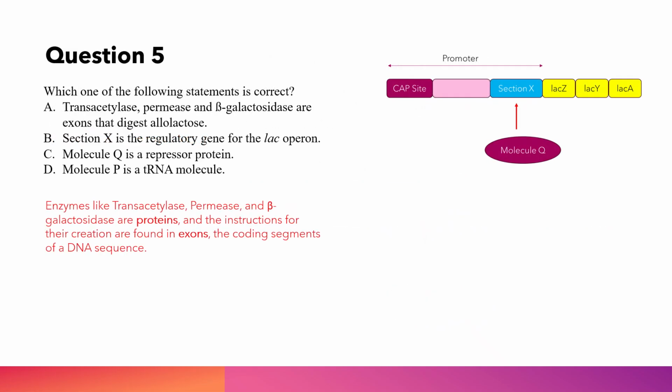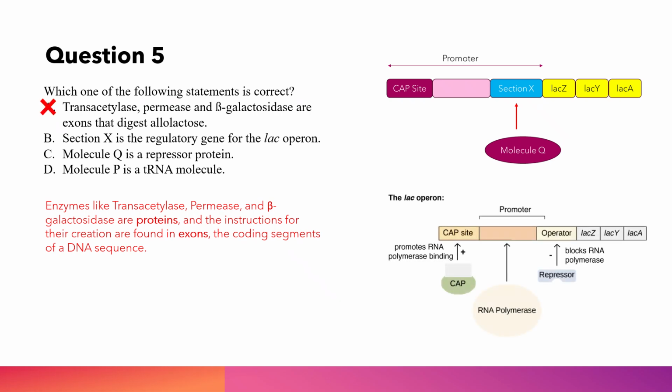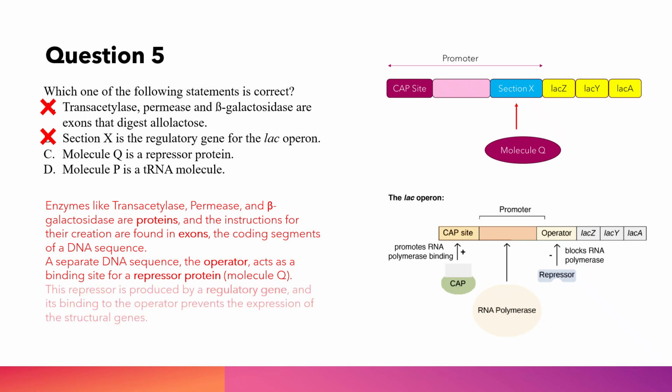Enzymes like transacetylase, permase, and galactosidase are proteins, and the instructions for their creation are found in exons, the coding segments of a DNA sequence. A separate DNA sequence, the operator, acts as a binding site for a repressor protein, molecule Q. This repressor is produced by a regulatory gene, and its binding to the operator prevents the expression of the structural genes.